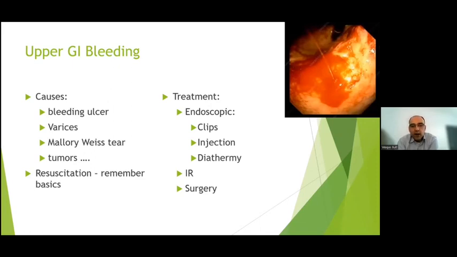If endoscopy is not successful, or despite the endoscopy the patient has rebled, you can get the interventional radiology colleagues to embolize the GDA, especially in case of posterior duodenal ulcers. And then surgery is the last resort. If nothing works, you can open the duodenum, do a pyloromyotomy, and underrun the vessel.